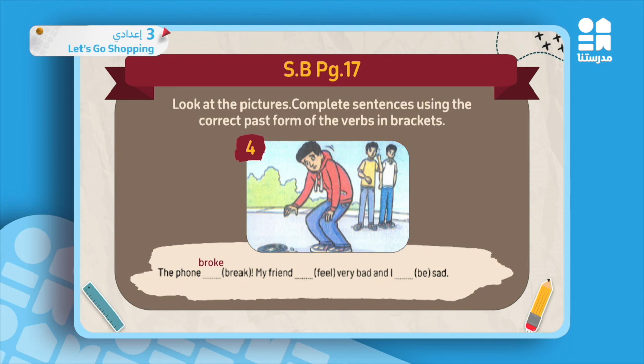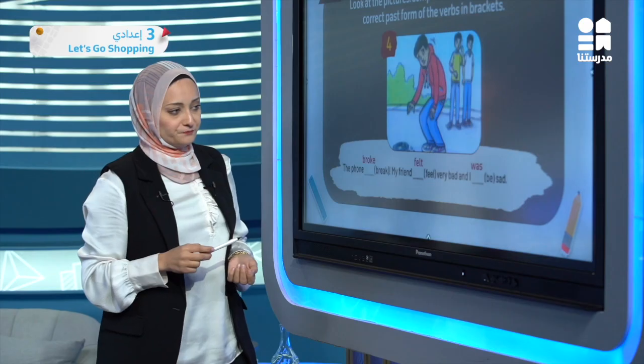My friend feel, so the past of feel is felt. My friend felt very bad, and what's the past simple form of verb to be? Was or were, and because I have so I say I was sad.